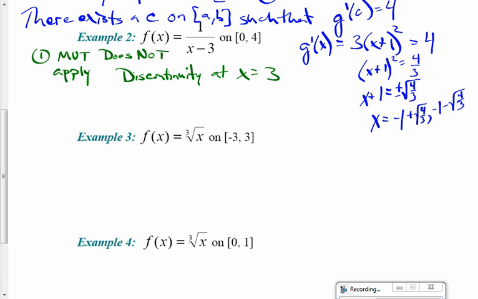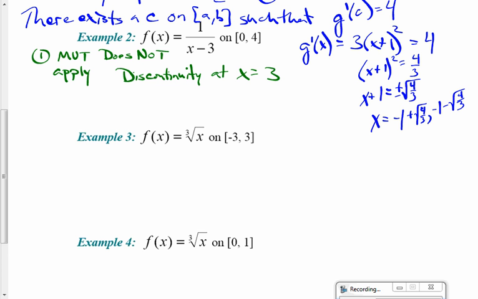Does that mean that there isn't going to be a point that has the same slope as the secant? It doesn't mean there's not going to be a point there. It just doesn't guarantee that there's going to be a point. So at this point, we'll stop there. There's a discontinuity at x equals 3. The mean value theorem does not apply. If the point doesn't exist, there's no reason to go find it.